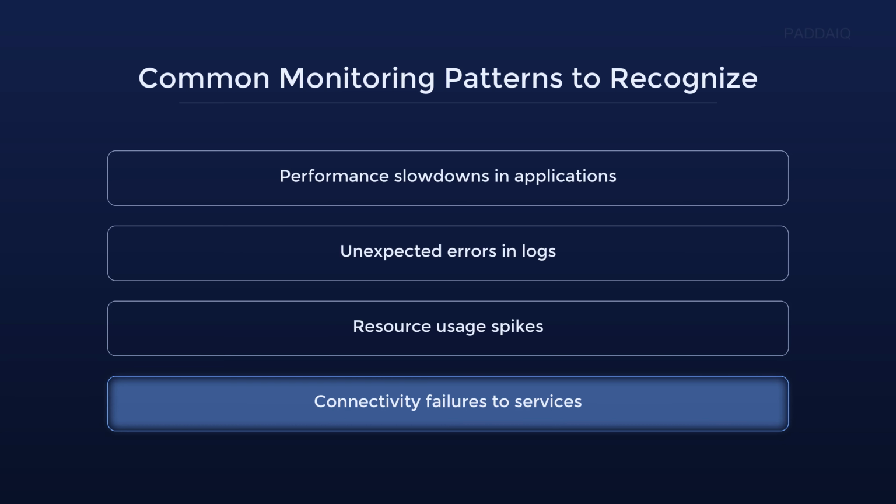Connectivity failures to services. This means your application cannot reach required SAP BTP services like authentication or a database. For instance, an online store might fail to process orders because it cannot connect to the payment service. Recognizing this quickly is essential for restoring functionality.